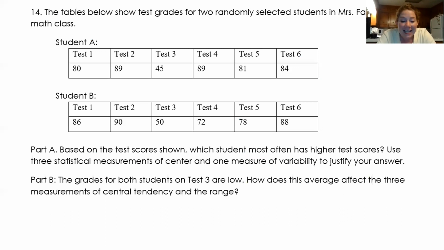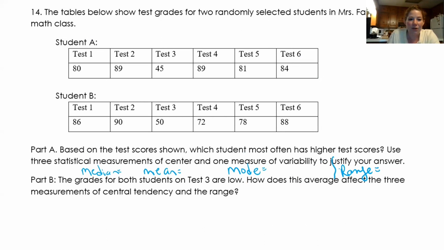Use three statistical measures of center and one measure of variability. So measures of center would be median, mean, and mode. And then one measure of variability, we can use range, or we could have used interquartile range, okay?